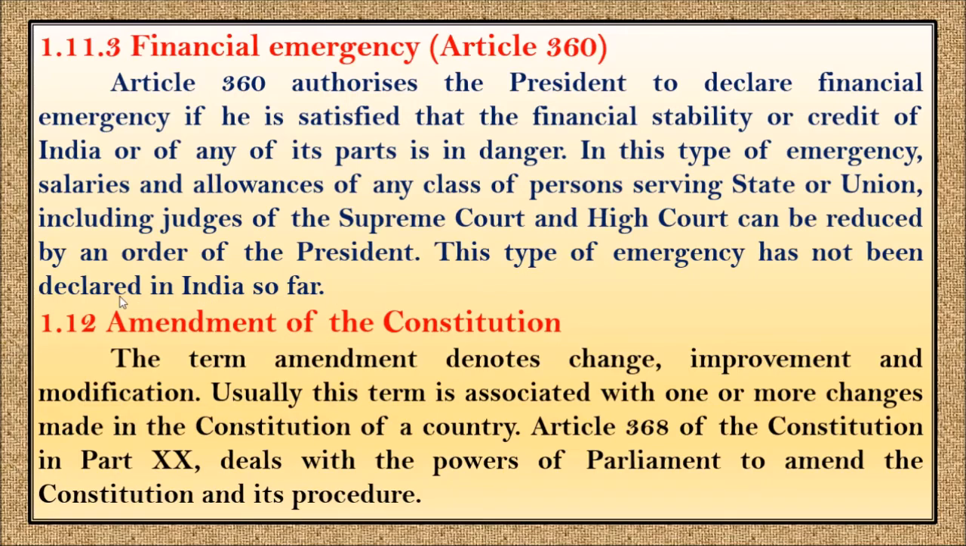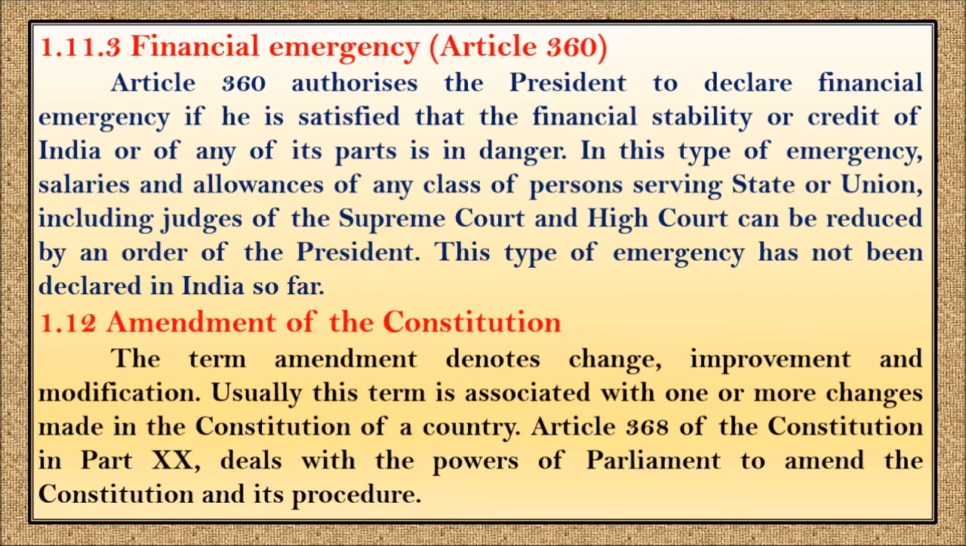So the third one is financial emergency. According to Article 360, the president has the right to declare the financial emergency. If he feels that India is so far safe and no financial crisis arises, he can go on with that. But if he feels that, like in the present situation, India is facing some financial instability, at that time the president has the right to reduce or increase the salaries of the persons who are working in the state and central governments. Even though courts are declaring the rights, regulations, laws and rules of government, the president has the right to even reduce the salary of Supreme Court and High Court judges also. And this type of emergency has not been declared in India till today.